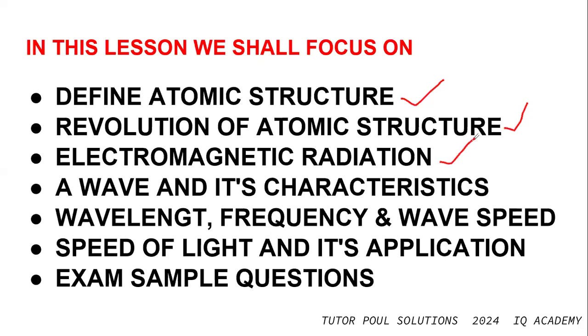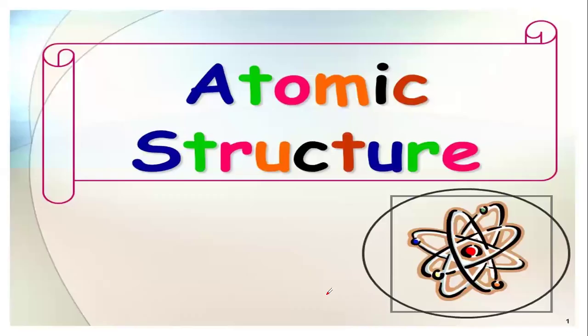And then we look at the electromagnetic radiation, which involves the electromagnetic spectrum. We look at a wave and its characteristics. Some say a wave and its properties, which are wavelength, frequency, amplitude, and wave speed. Those are the things that we are going to look at. And then we'll also look at the speed of light and its applications. And then finally, we look at the exam sample questions. So atomic structure, you can see it on your screen.